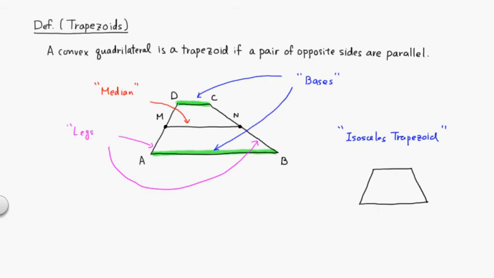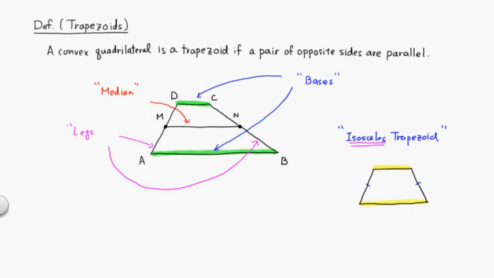So we have two parallel bases, and then legs are congruent, right? Then it is called the isosceles trapezoid, just like a triangle.